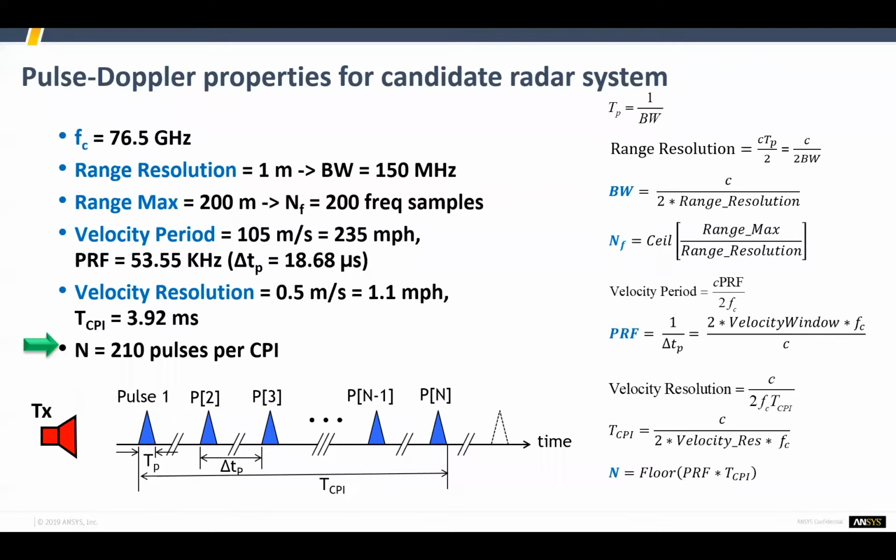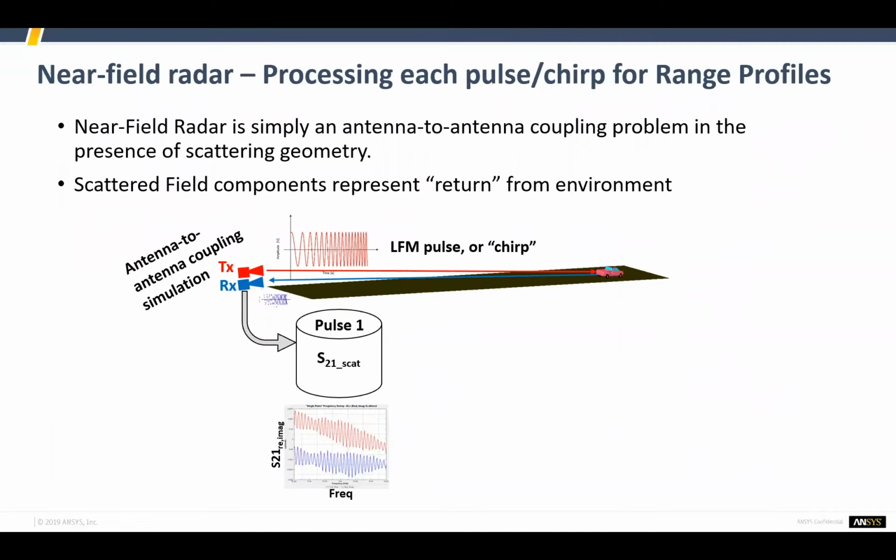So now that we know the information that we need for post-processing, let's walk through how this actually happens, right? So we have a near-field radar. It's called a near-field radar because the receivers and transmitters are within the near field of each other.